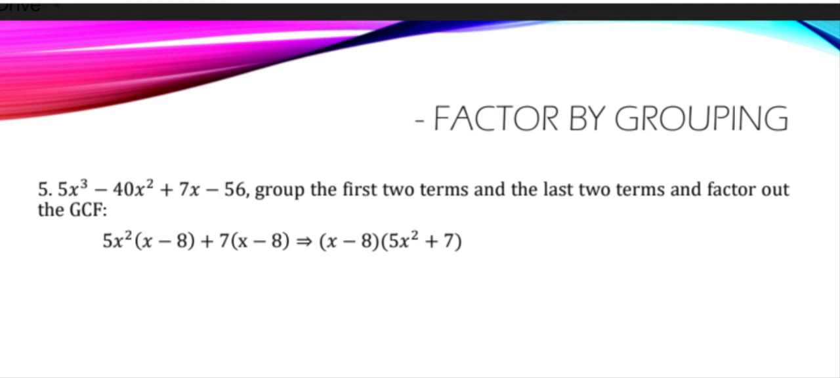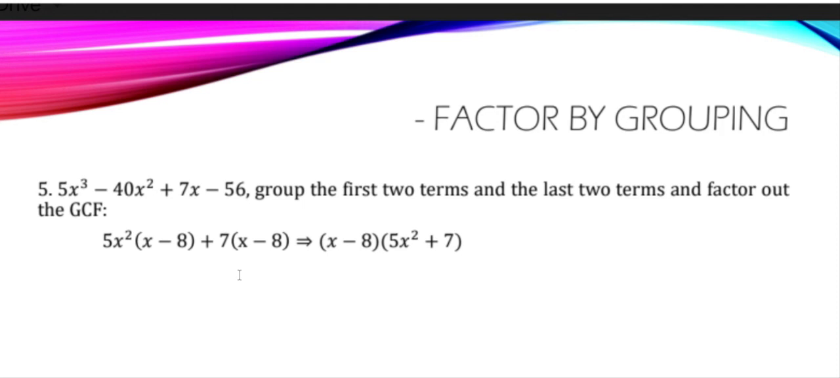Consider this polynomial, 5x cubed minus 40x squared plus 7x minus 56. For factoring this polynomial, we can first group the first two terms and the last two terms and factor out the GCF. When grouping the first two terms, I can factor out 5x squared and the remaining will be x minus 8, plus, and then the last two terms I can factor out the 7. 7 times x minus 8, because it's common between both terms.